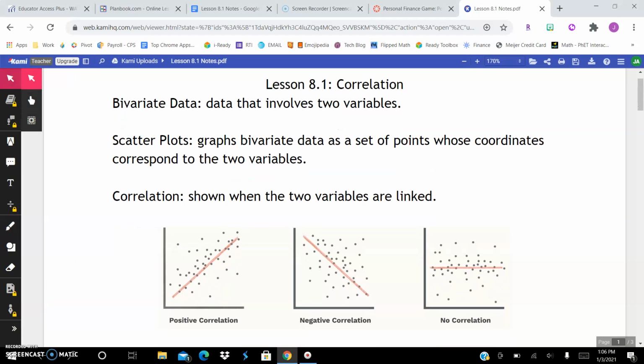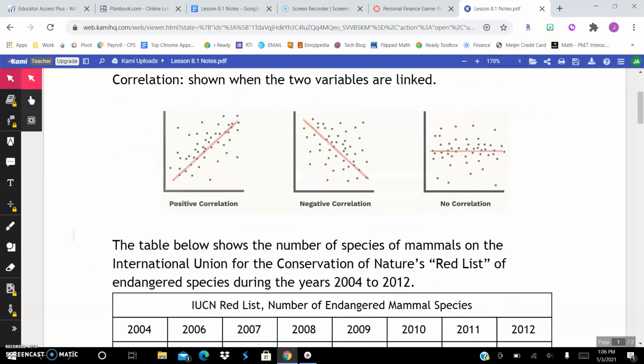So when your information is graphed, you'll have these dots. And if you see an upward trend, if you're looking at the graph from left to right, if the dots are kind of going in an upward fashion, that's going to be a positive correlation. If they appear to be going downwards, like the middle graph here, that's negative. And if they're all over the place, or in a straight line straight across, there's not an up or down appearance to them, then there is no correlation between the two variables that are graphed.